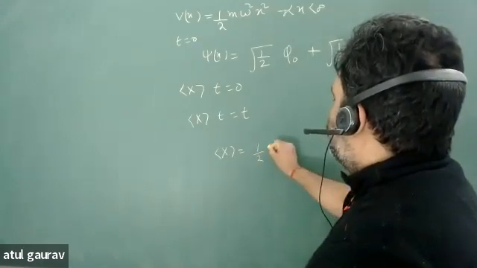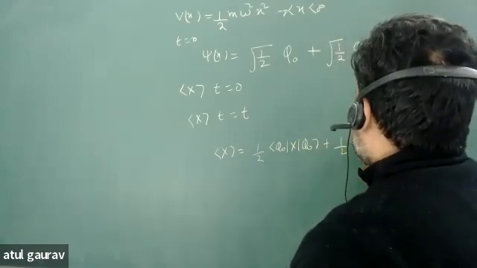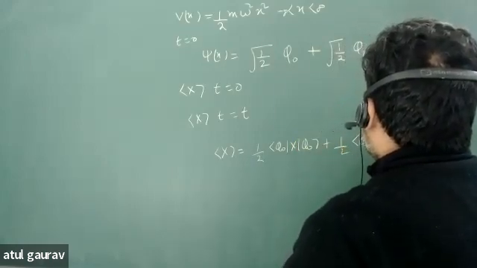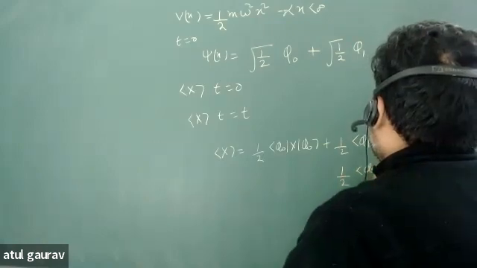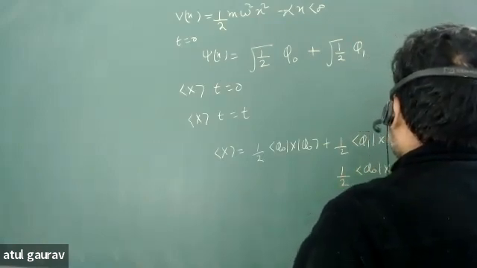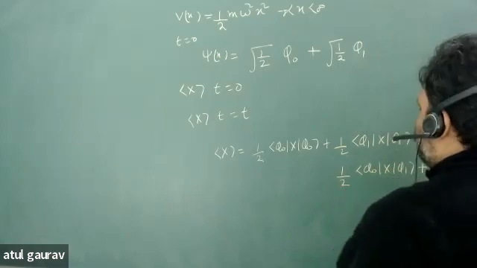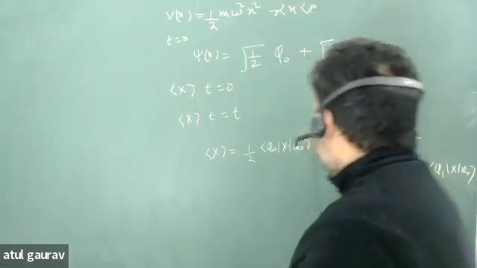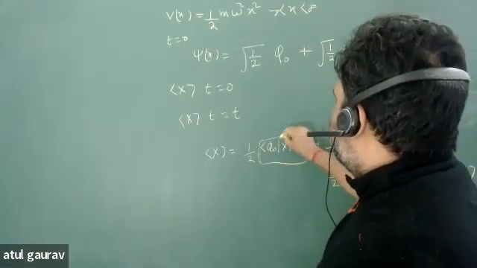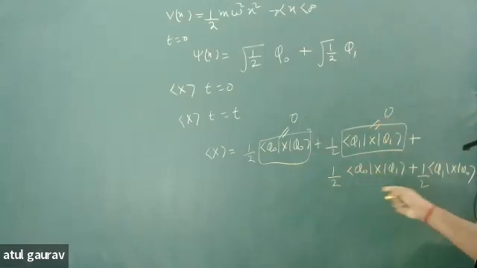4 terms. 1 by 2 phi 0 x phi 0, 1 by 2 phi 1 x phi 1, plus 1 by 2 phi 0 x phi 1 plus 1 by 2 phi 1 x phi 0. What will be this value? So 0. Very good. Why? At the center. Expectation value of x in a ground state is 0. What is this value? 0. What is this value? Non-zero. You have to calculate it.